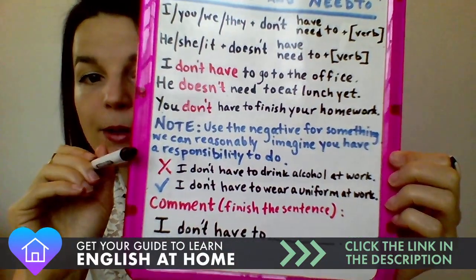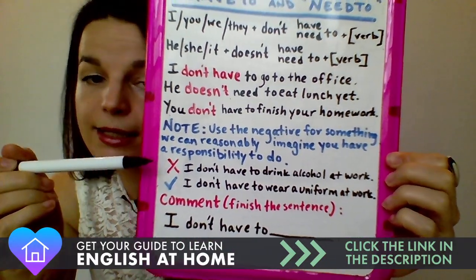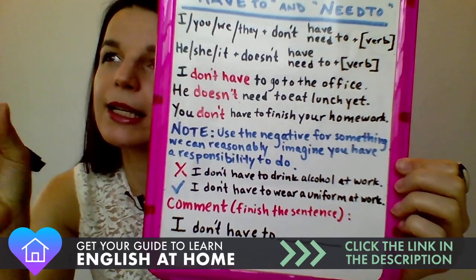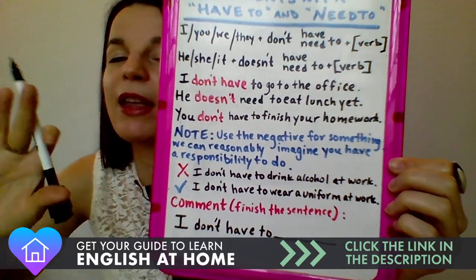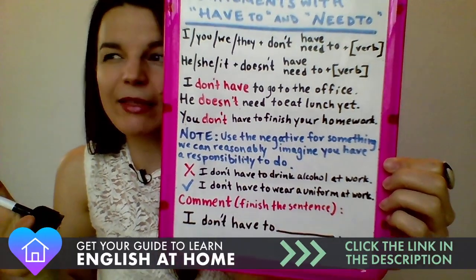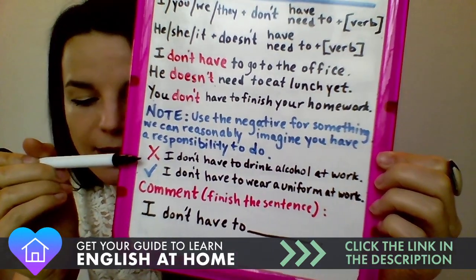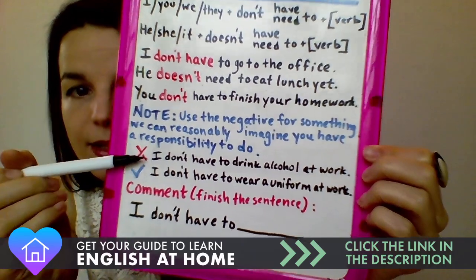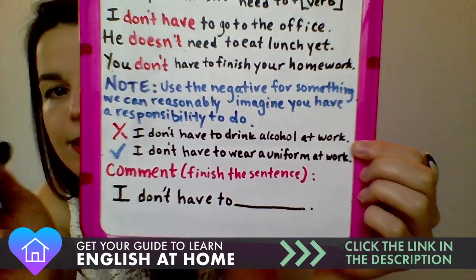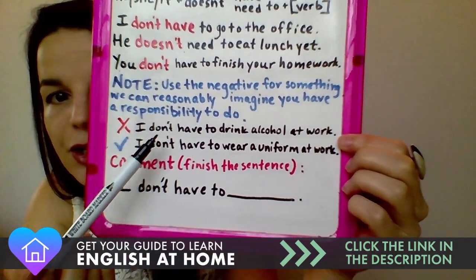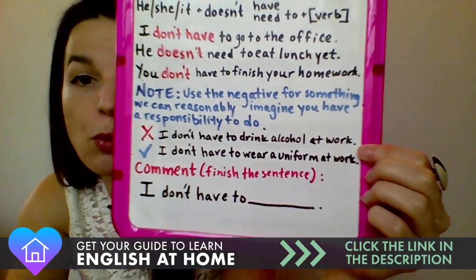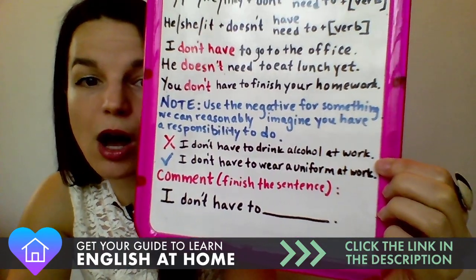Sometimes I hear and see learners write sentences about things they do not do. And that sounds very unnatural. Here's a very common example. Sometimes I see students write something like this sentence right here, this X. I don't have to drink alcohol at work.